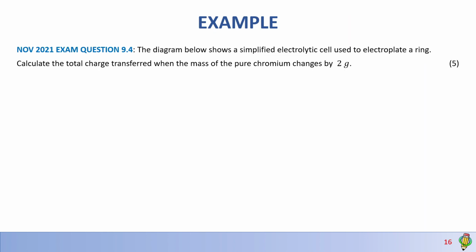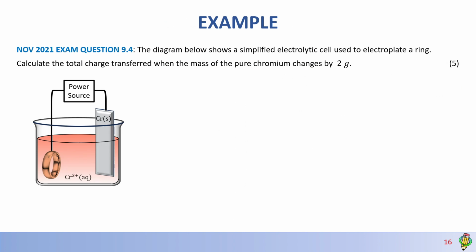Now we'll look at an example. This one was taken from question 9.4 of the November 2021 final exam. The question says the diagram below shows a simplified electrolytic cell used to electroplate a ring. Calculate the total charge transferred when the mass of pure chromium changes by 2 grams. So due to the presence of a power source, we know that we are dealing with an electrolytic cell. We are told that the chromium metal will lose 2 grams.